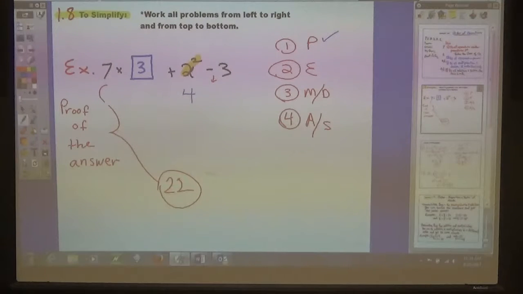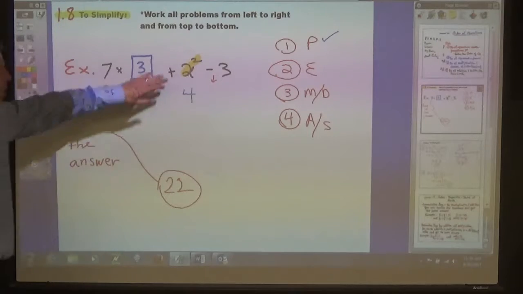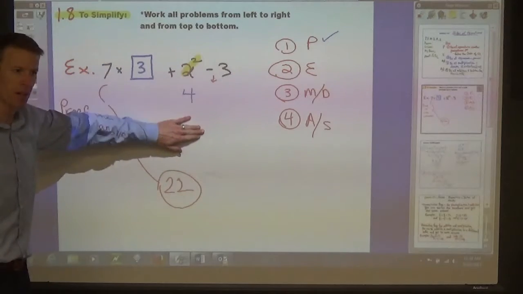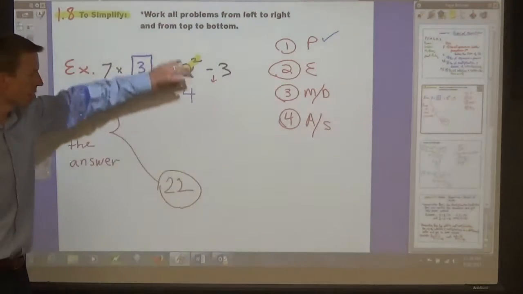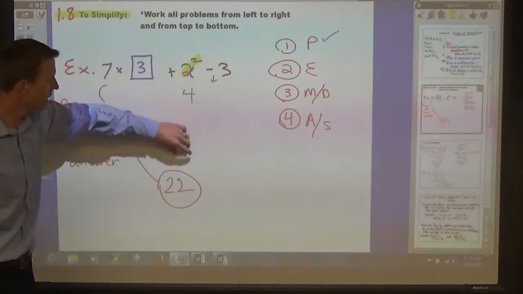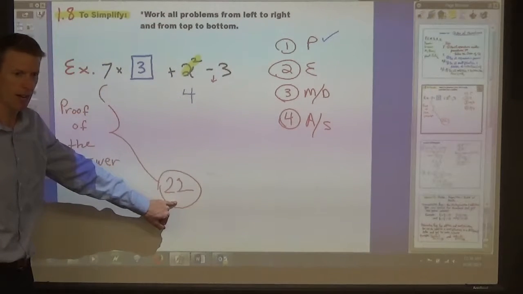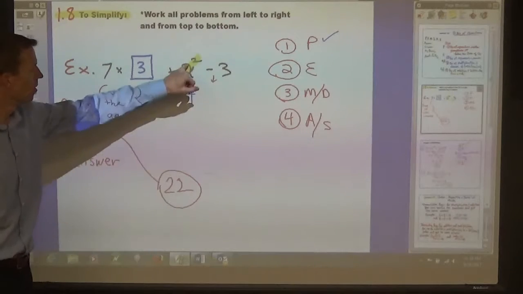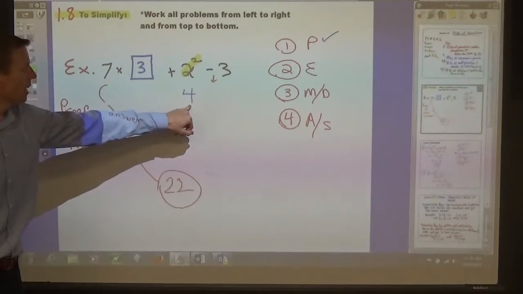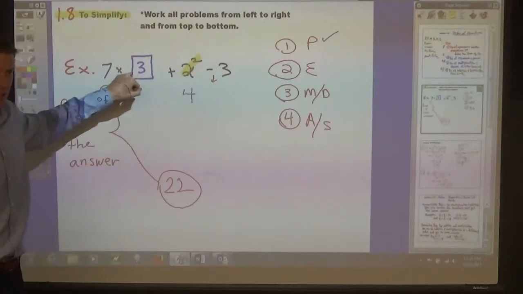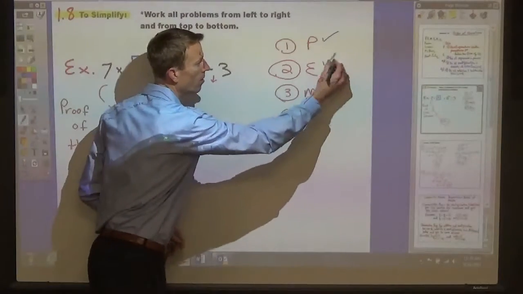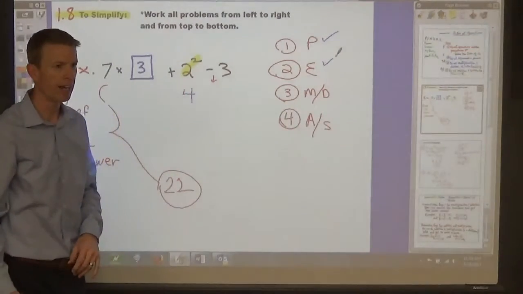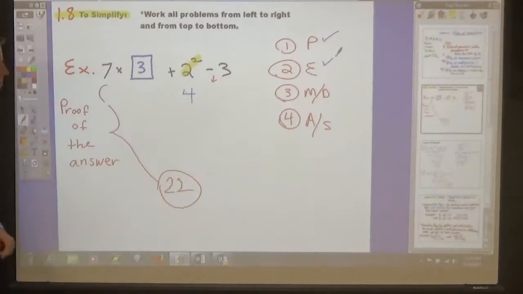When you are working out these problems, you're going to work them out by working down. And as we work down, it's going to get to our answer at the bottom. Okay? After you do the exponents, are there any other exponents? So we're done with step 2. Put a check mark and go on to step 3.